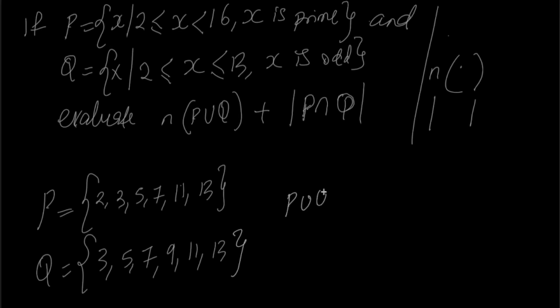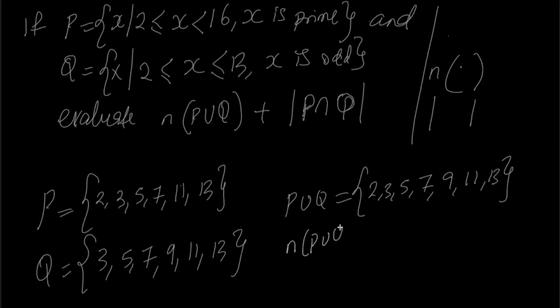Now let's find this first. P union Q will give us all these elements, which should appear once here. 2 should go, 3 should go, 5 should go, 7 should go, 9 should go, 11 should go, then 13 should go. The cardinality of this is equal to 1, 2, 3, 4, 5, 6, 7. 7.